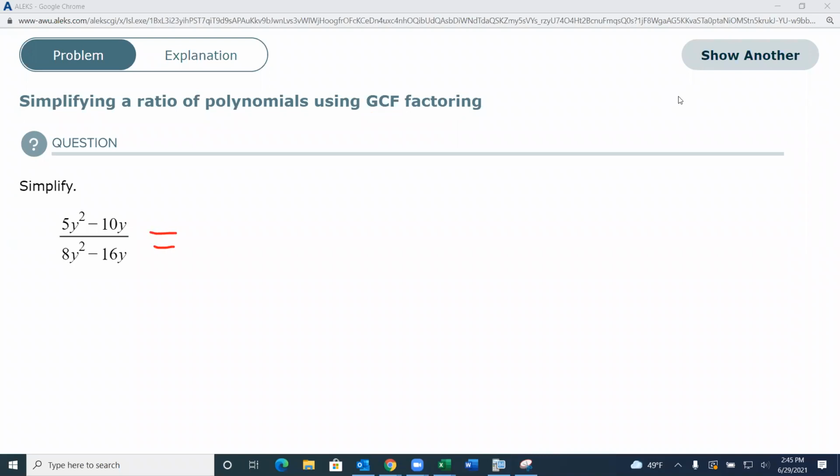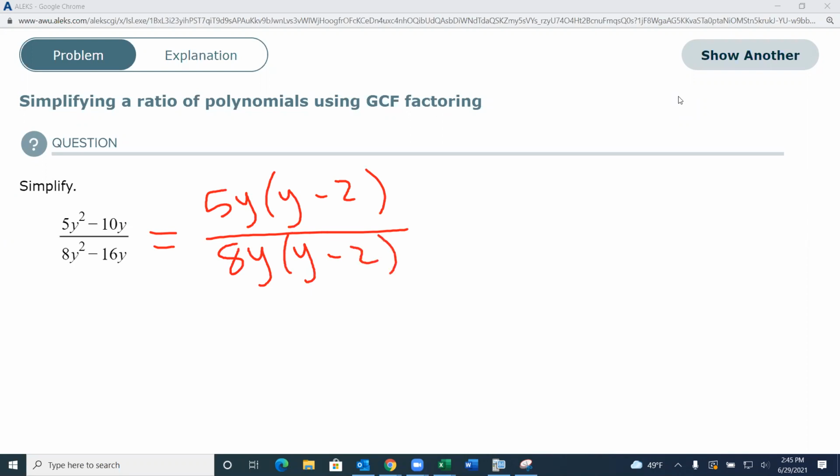Well, there is a greatest common factor in the numerator, and it's 5y. And if I factor out a 5y, I'm left with y minus 2. And in the denominator, I can factor out an 8y, leaving me with y minus 2. So the numerator has 1, 2, 3 factors. Factors are things that are multiplied together. And the denominator also has 3 factors.